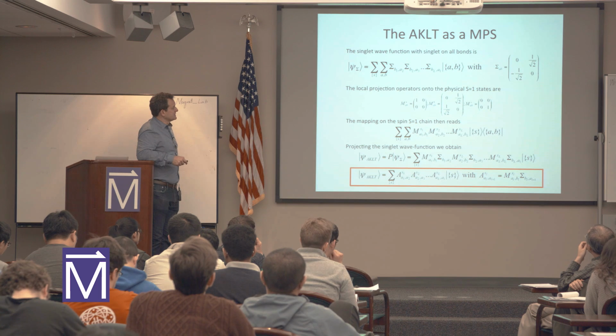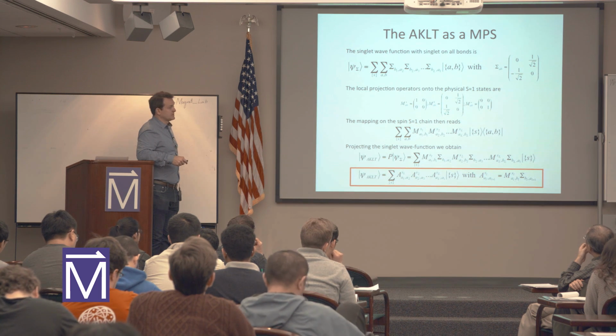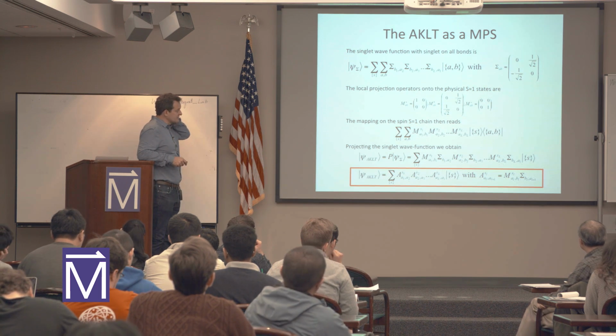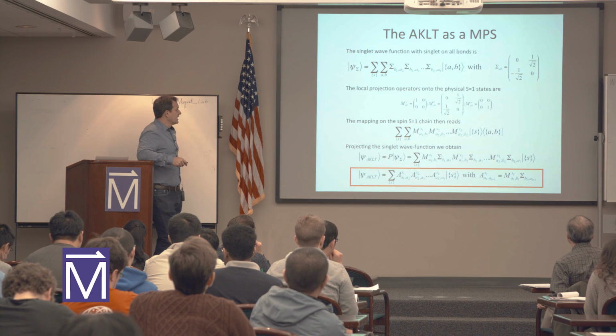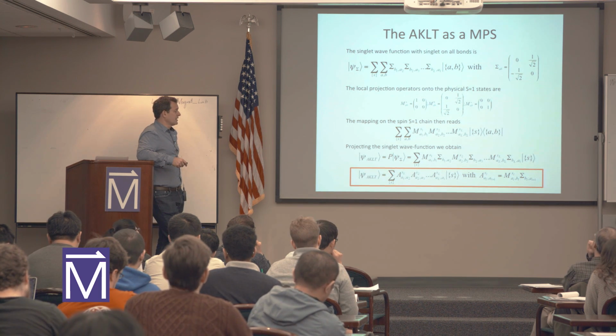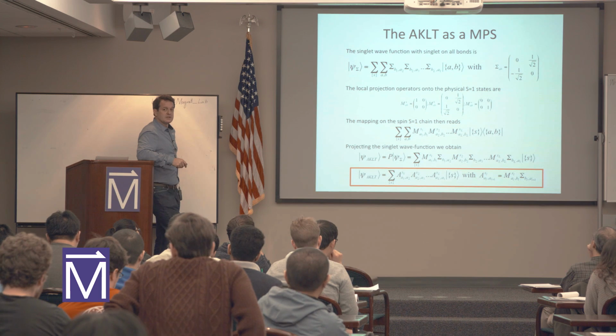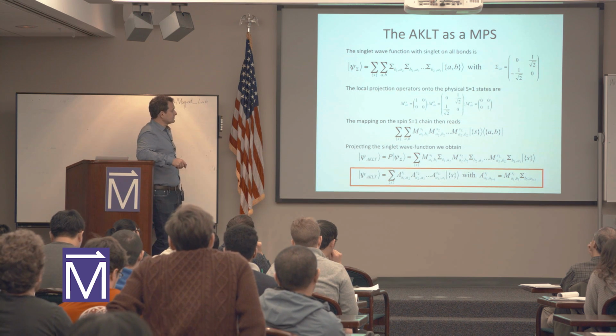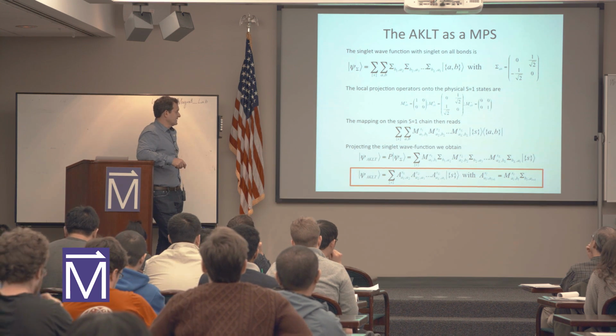Well, this can be done explicitly in terms of just 2 by 2 matrices. So this is just a matrix product state with bond dimension 2. It's actually really simple and elegant.